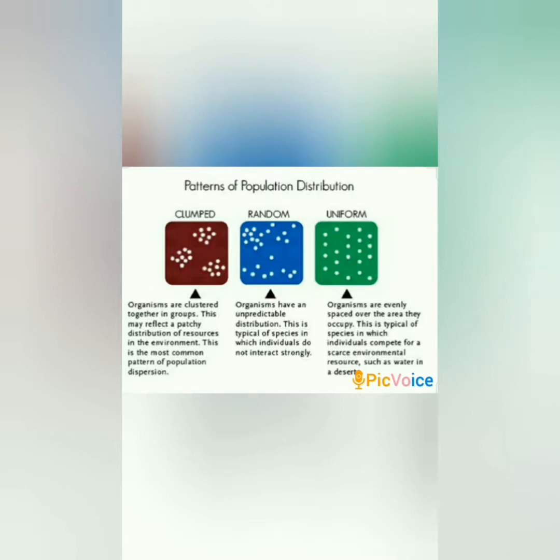The second one is random distribution or dispersion. The position of one individual is unrelated to the position of another individual. In this, the environment is very uniform and there is no tendency to aggregate. This is also relatively rare in nature.